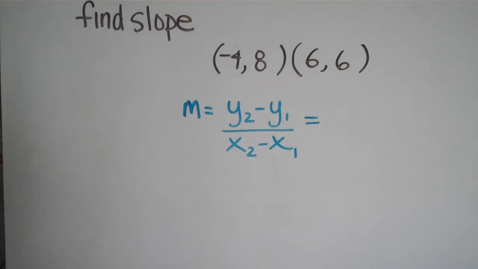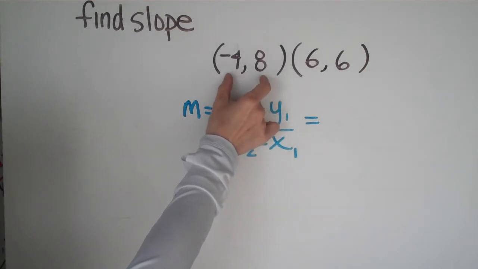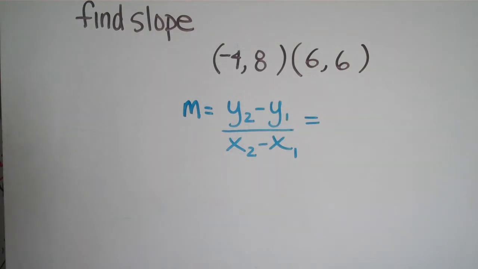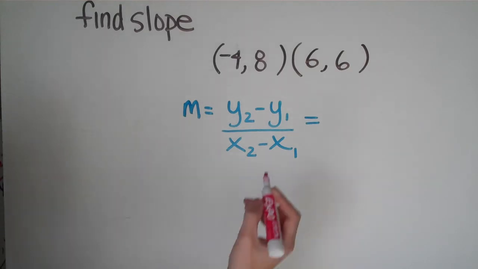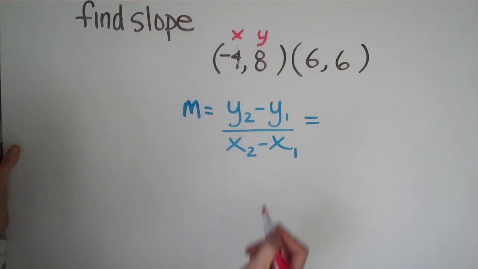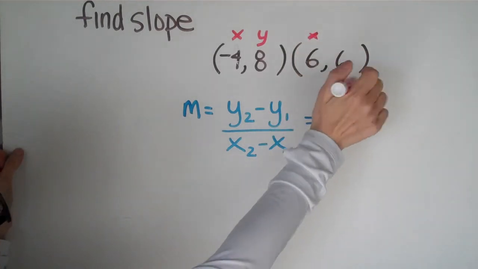Okay, so let's find slope. We're given these 2 points right here. The -4 and 8 is our first xy coordinate, and then we have a 6 and a 6 as our second pair. So the first thing I'm going to do is label it. The labeling is really important to get straight. You know this is an x, right? And this is a y. That's pretty simple. This is also an x. And this is also a y.